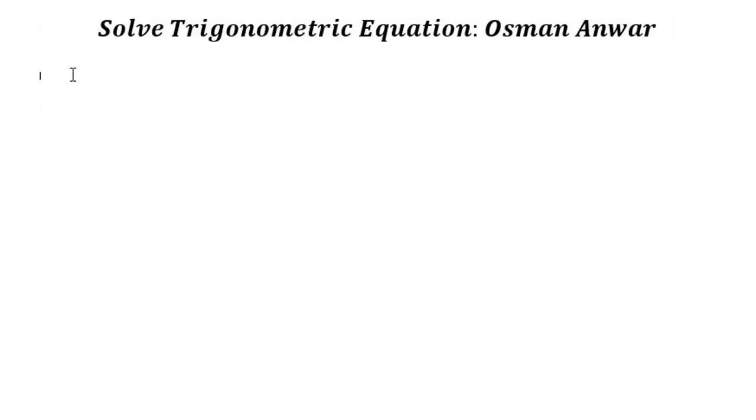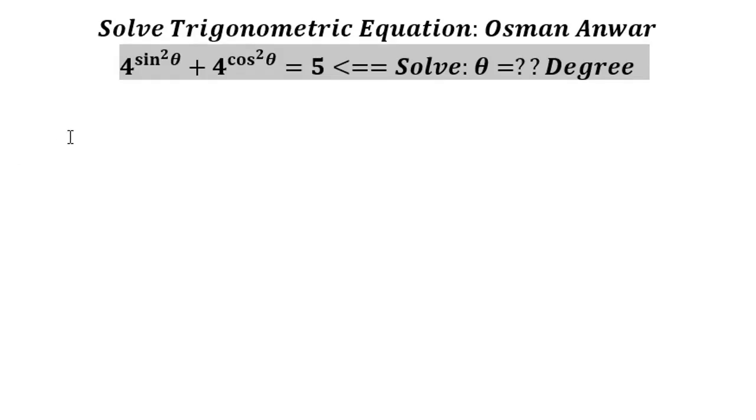Solve this trigonometric equation: 4 to the power of sine squared theta plus 4 to the power of cosine squared theta equals 5. We're going to solve for theta in degrees.